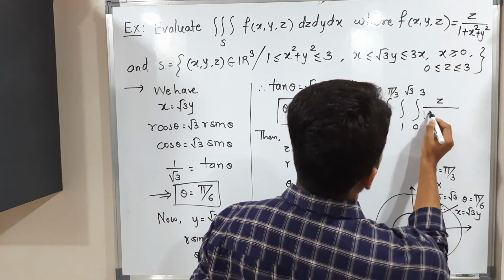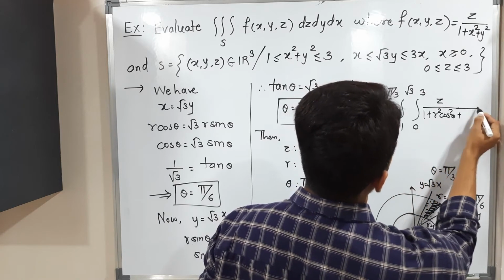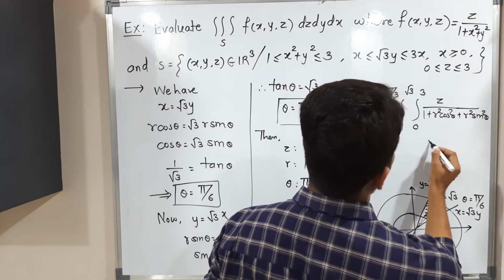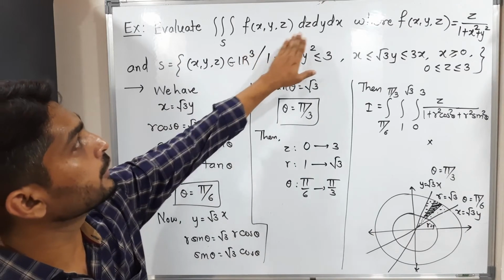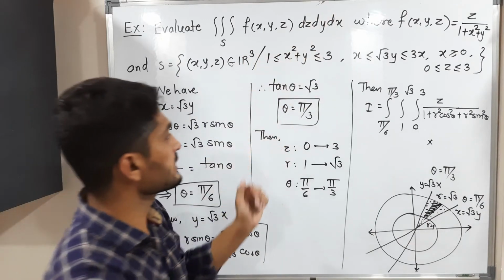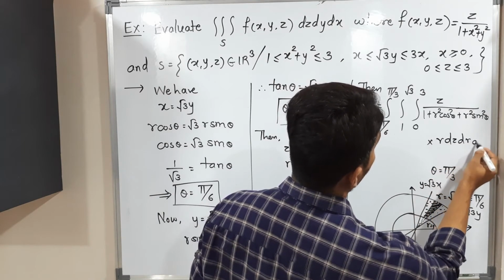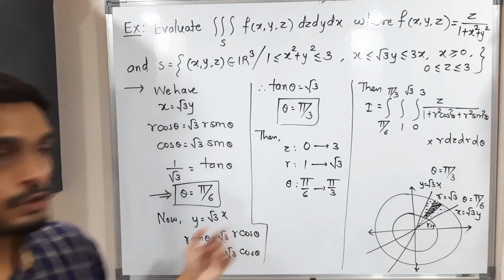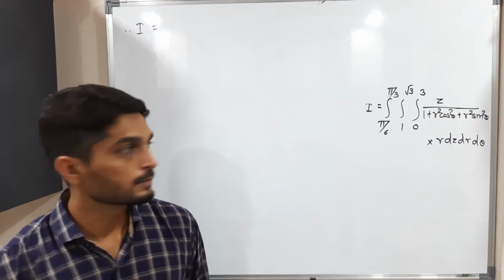1 plus x square, that means r square cos square theta, plus y square, that means r square sin square theta. I will write it here, into we have this function, into dx dy dz. That means obviously we have r dz dr d theta. Okay, so you can make a screenshot of it and after that we'll go for the remaining part of this problem. Okay, so let us solve this problem.